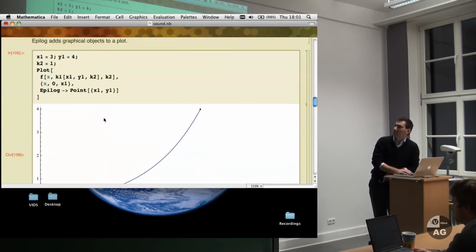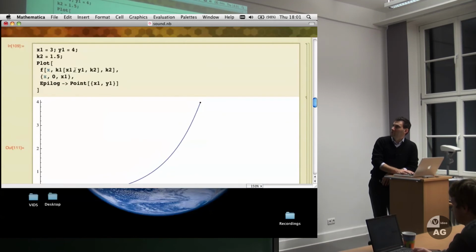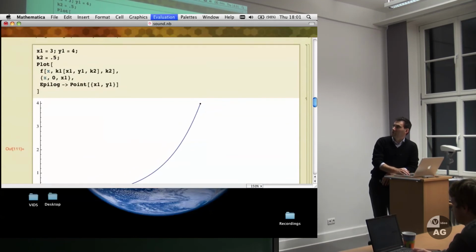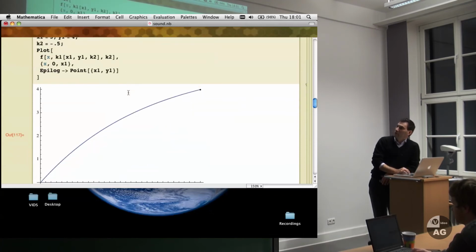If I change my value 1 to 1.5, I get a different exponential. If I change it to 0.5, minus 0.5, okay?